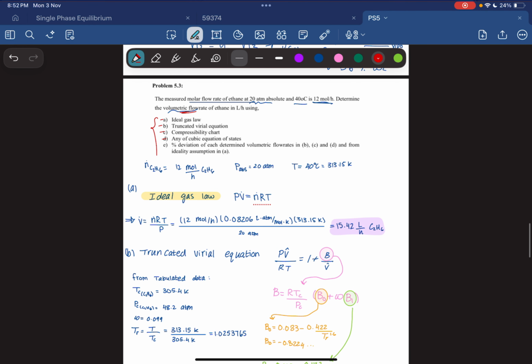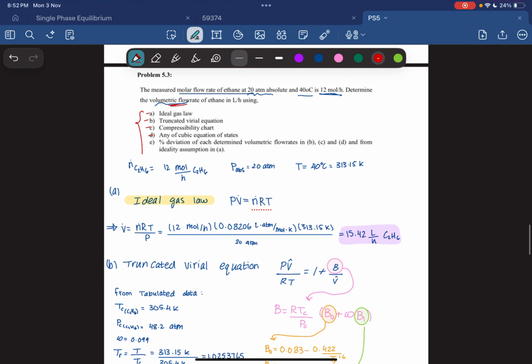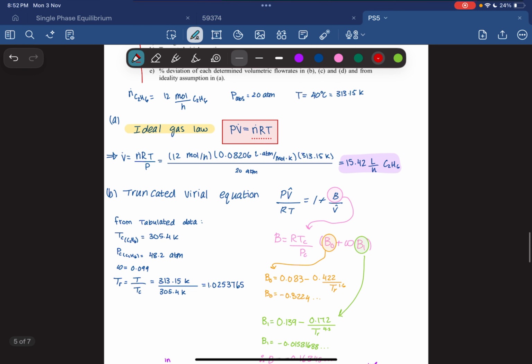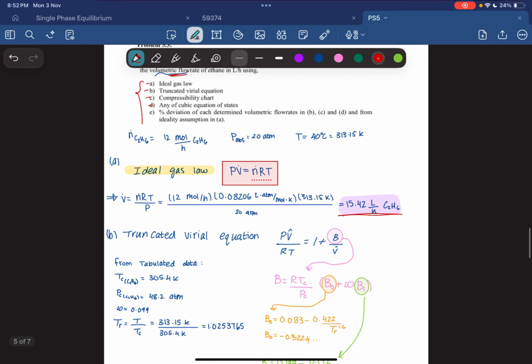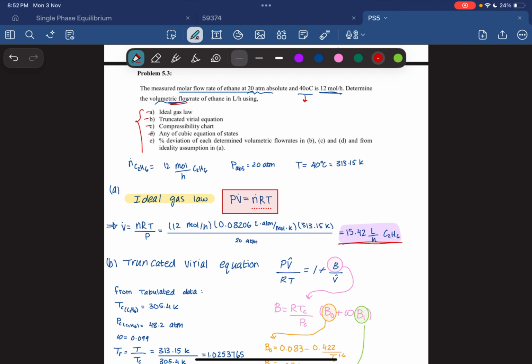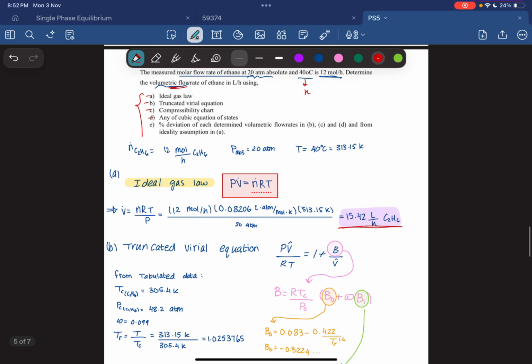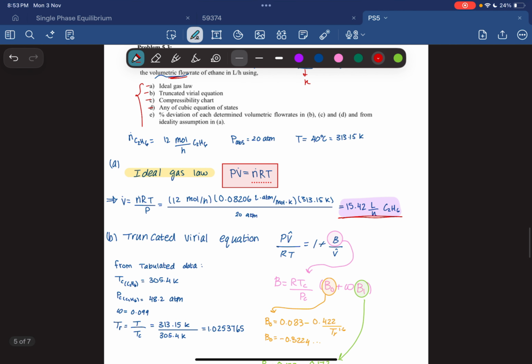So let's begin with the ideal gas law. As you know, the ideal gas law is given as PV equals nRT. You can use the volumetric flow rates and the molar flow rates as well for the ideal gas law. And by substituting the givens, you will get a value of 15.42 liters per hour of ethane. Don't forget to convert the temperature to Kelvin and use the appropriate value for R.